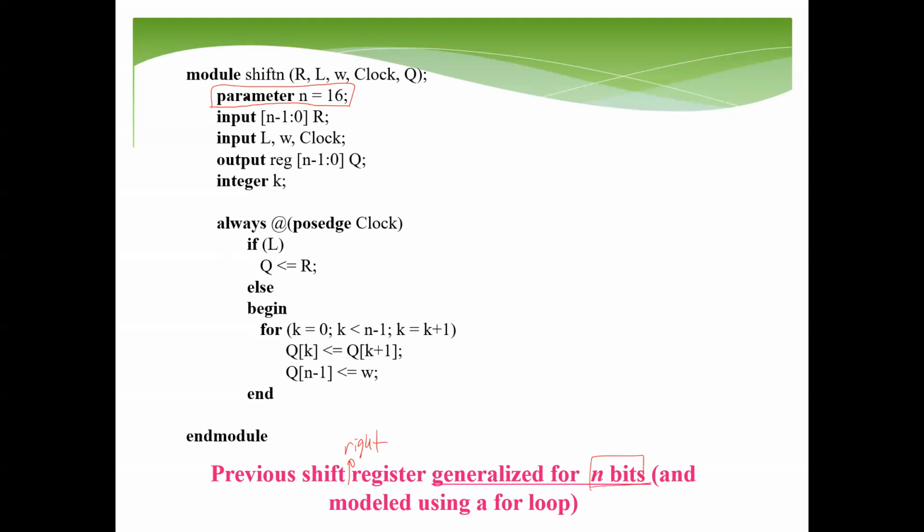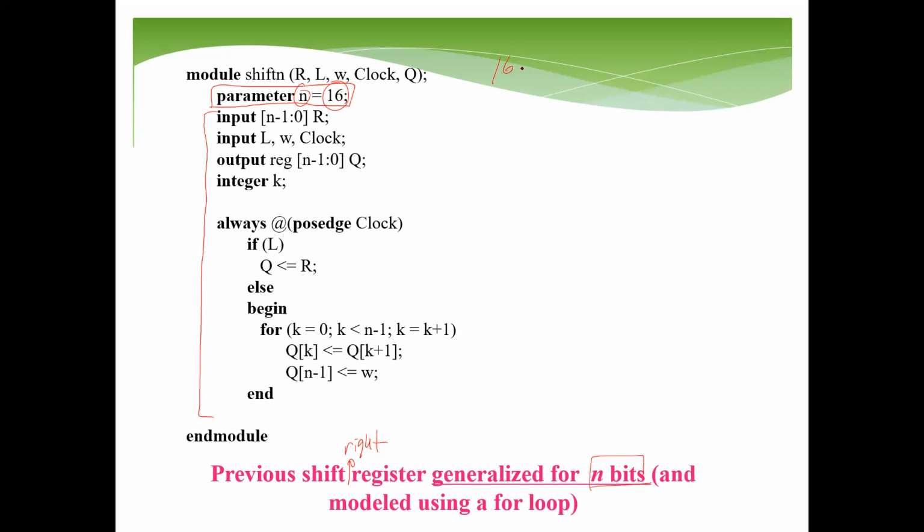After this line, after you define parameter n to any number you want, anything from here to the end of your code should not depend on this number. It should depend on n. Why? The idea is, if you want to declare any size shift register, you just copy this code and change this number to whatever size you want. Here we declared n equals 16.